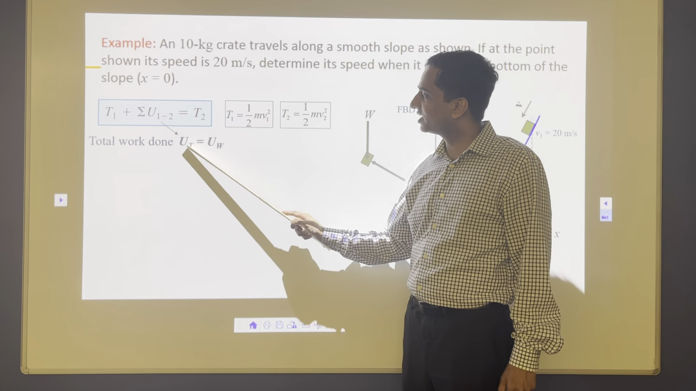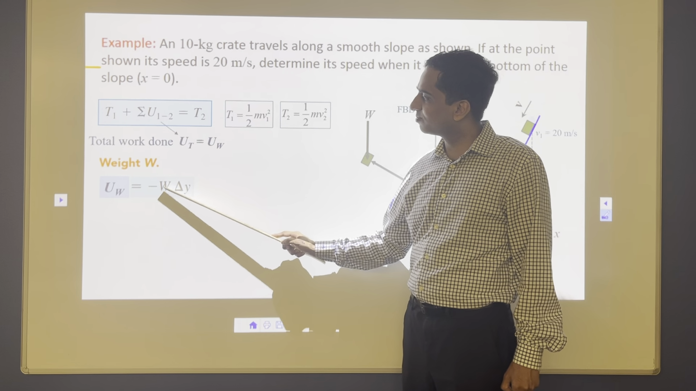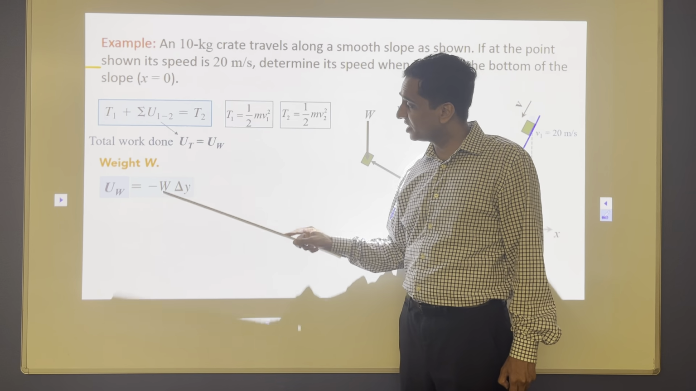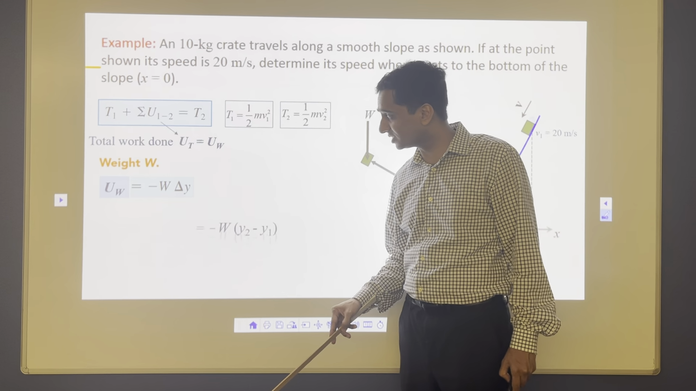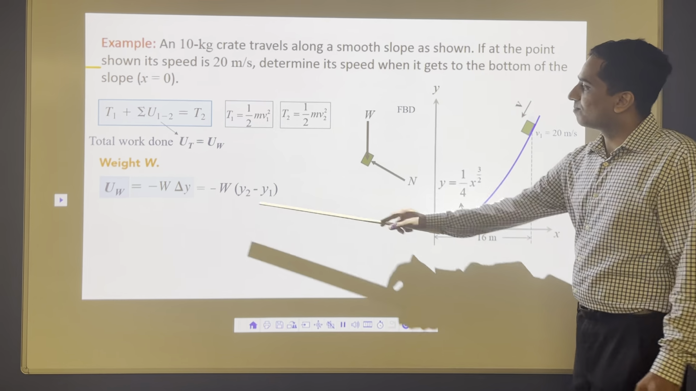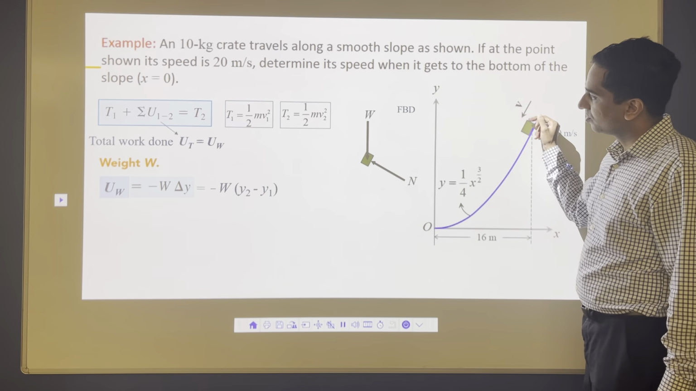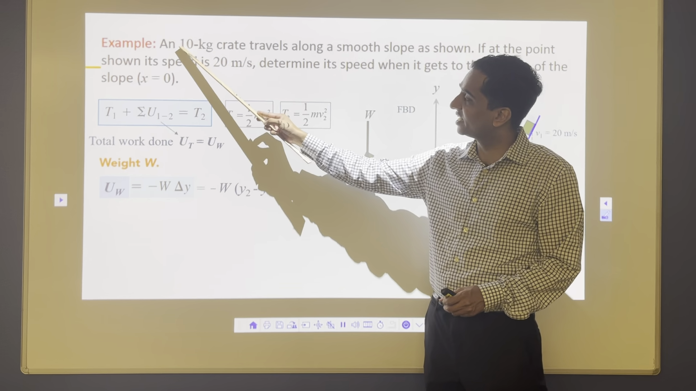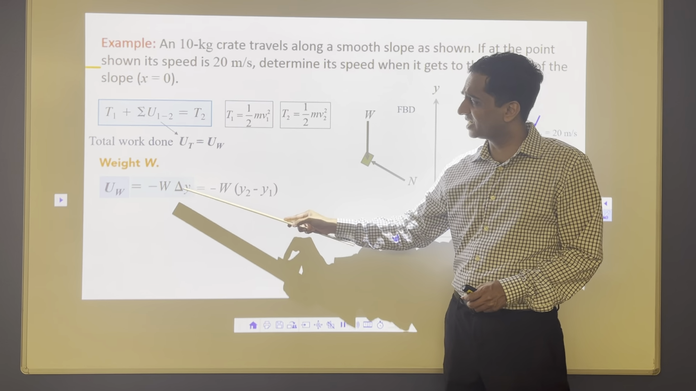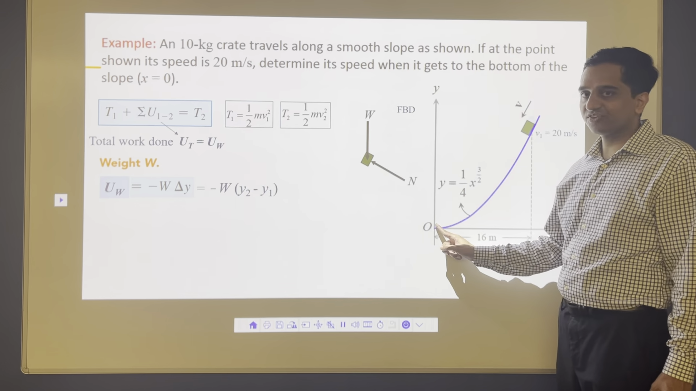So total work done is work done by gravity, and that will be minus W delta Y. Now here the object is falling down. It means our work done should be positive. So what's happening here is minus W, Y2 minus Y1. Minus sign. Weight is 10 into 9.81. Delta Y is nothing but Y2 minus Y1. My Y2 here is 0.